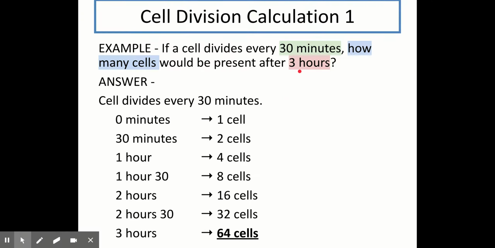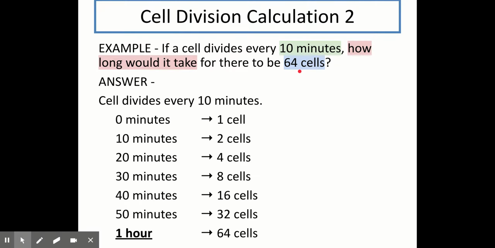So 0 minutes, 30 minutes, 1 hour, 1 hour 30, 2 hours, 2 hours 30, and then 3 hours. Then on the right-hand side, I start with 1 cell and I keep doubling until I get to the bottom line. So 1 doubled is 2, 2 doubled is 4, 4 doubled is 8, then 16, 32, and finally across from 3 hours would be 64. So my final answer for this question is 64 cells.